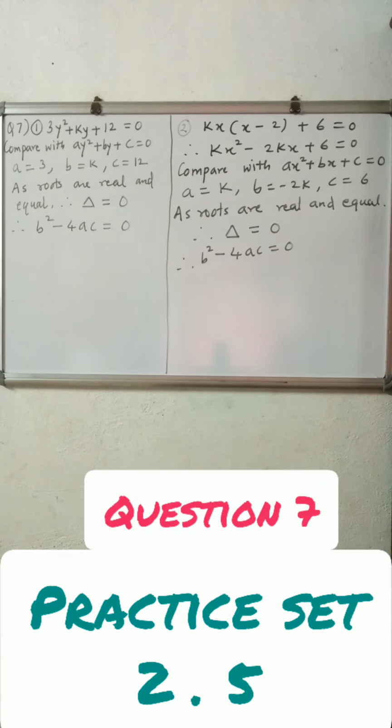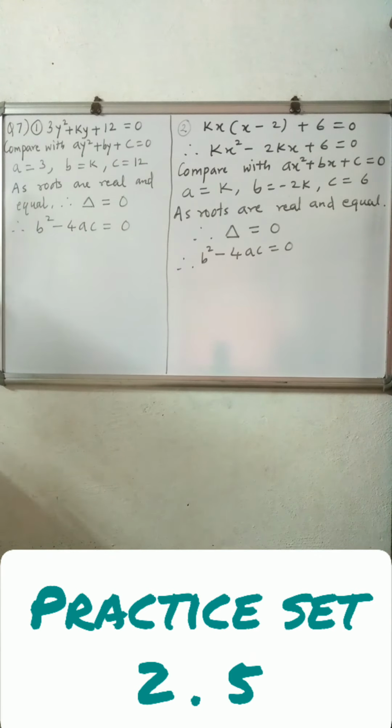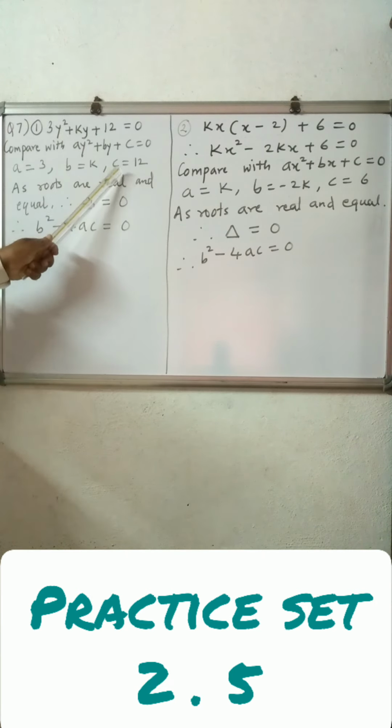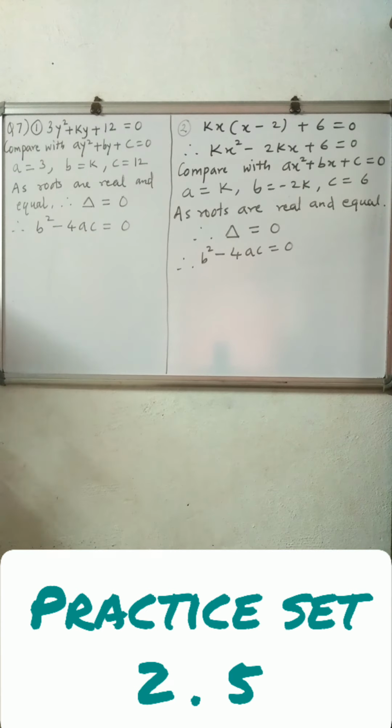Last question. The roots of each of the following quadratic equations are real and equal. Find the value of k. So here the first equation is 3y square plus ky plus 12 is equal to 0. So comparing with ay square plus by plus c equal to 0, you will get a is equal to 3, b is equal to k, and c is equal to 12. Now it is given that the roots of the quadratic equation are real and equal. Therefore, the value of delta is equal to 0. The condition for real and equal roots is delta is 0.